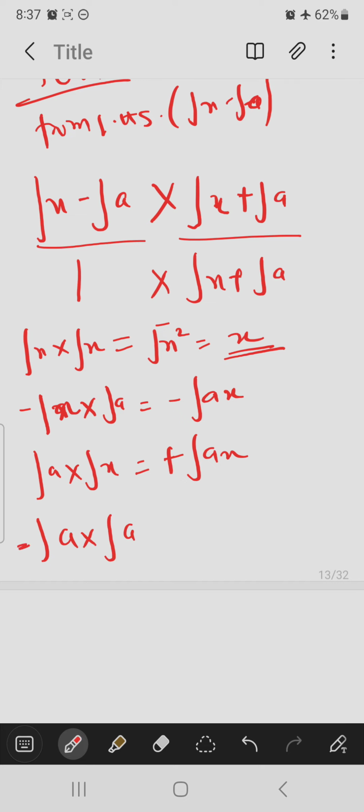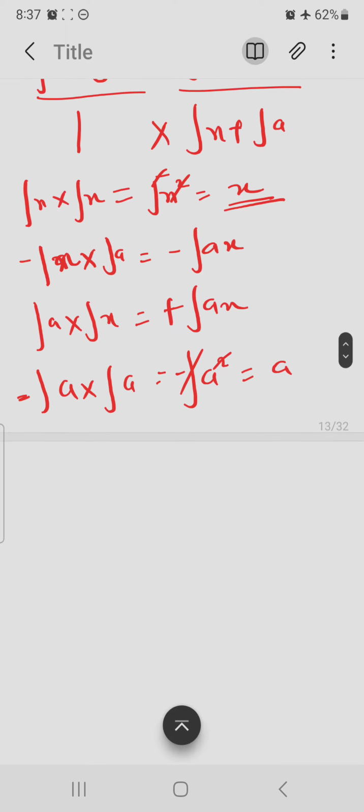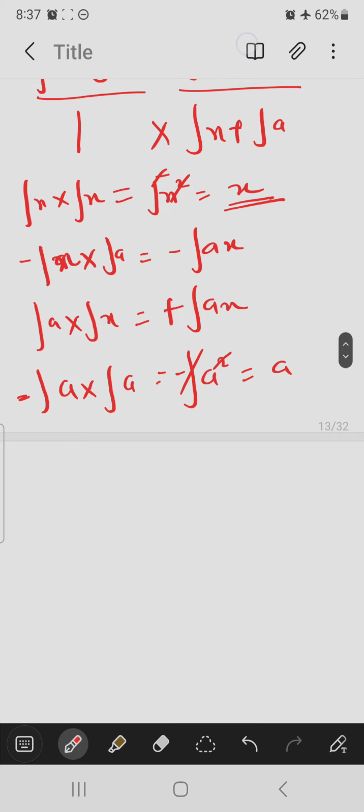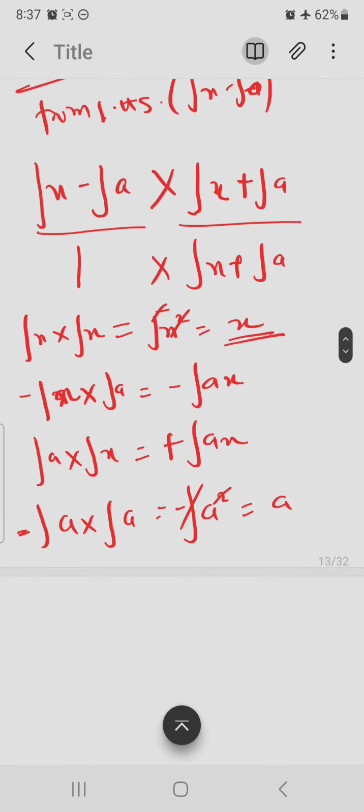this one and this will now be minus root a squared, which will be a, because this square will cancel this square root. Likewise this square will cancel this square root. So now this one will be equal to a here. This one will be equal to a here.